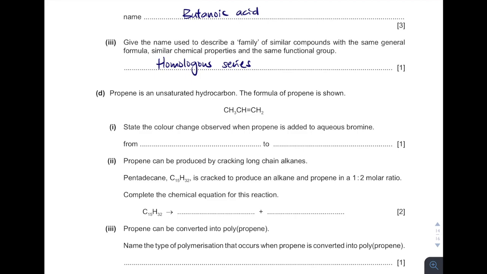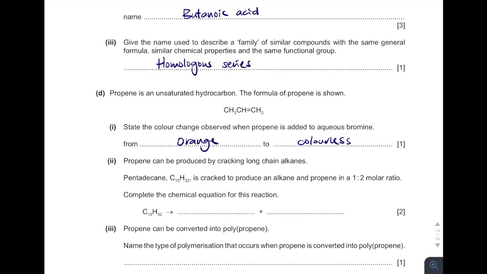Then propene is an unsaturated hydrocarbon. State the color change observed when propene is added into aqueous bromine. What's the color change again? Remember, it is always orange to colorless. Please do not put brown in color. Bromine in the form of liquid is always orange in color. Bromine gas is brown.